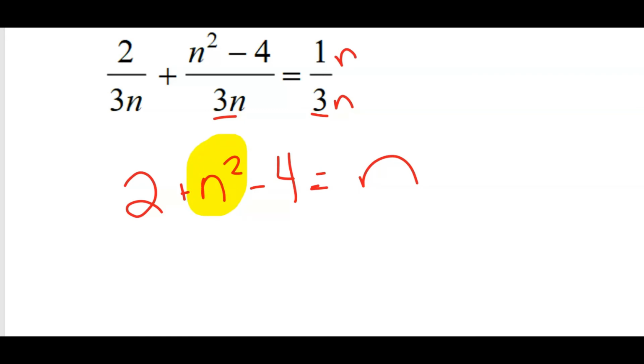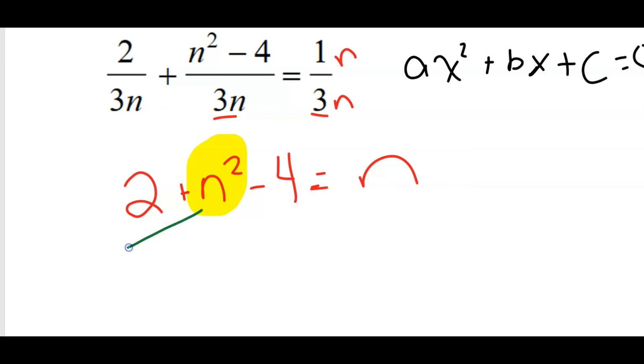When you see that something is squared, what that's going to mean is I'm going to need to do the quadratic formula. In other words, I'm going to have to get this thing in standard form like we're used to dealing with whenever we were factoring using the AC method. I want the a term, the b term, and the c term to all be on one side of the equal sign. So what I'm going to have to do is get this in standard form. So I want this n squared term to be in the front.